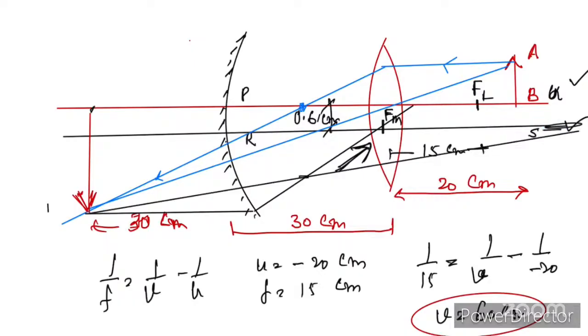So this point is coming like this. Another thing we can do is this ray also we can make through the curvature. Then this point can come, and we can join this line like this. So this is the image you will get, the final image.